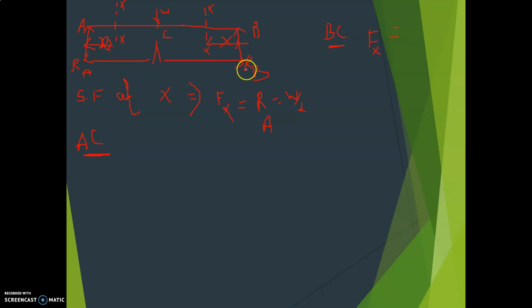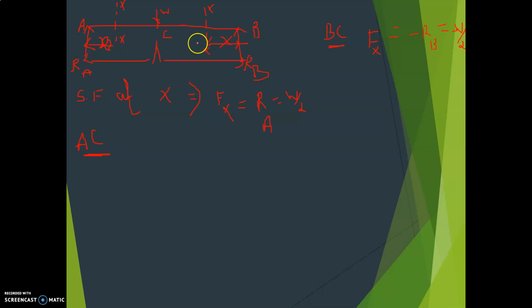This is right side upward, that is negative. So what is that? Minus RB. So what is RB? RB is W divided by 2. Next find at different points. At B, X is equal to 0. So shear force is also equal to minus W divided by 2.